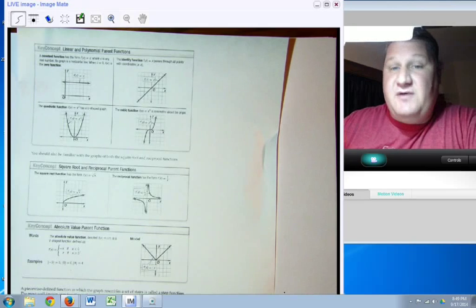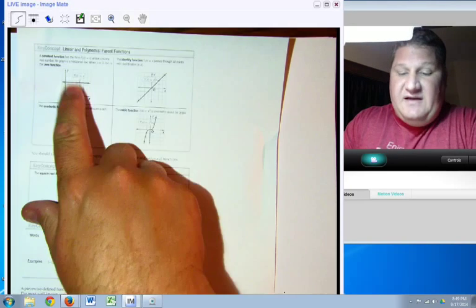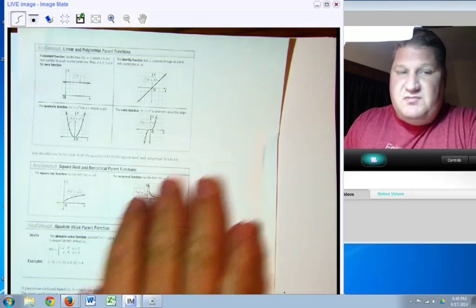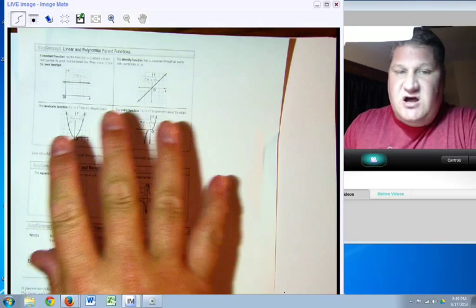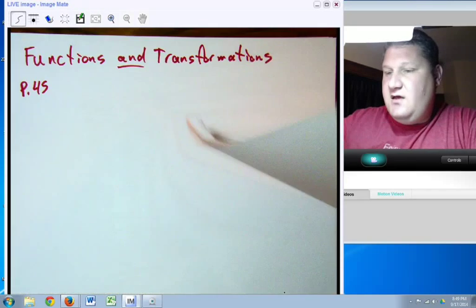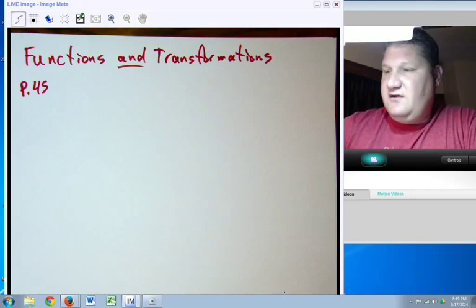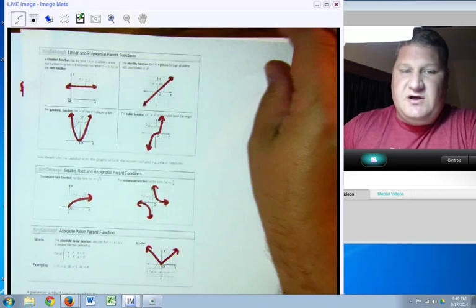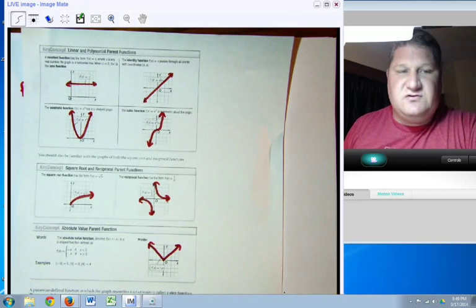Now, a parent function is simply the basic function for which other functions are built off of. So the functions come from right here. What I've done here is I've taken those graphs and I've simply colored them in a little bit more nicely so that you can see them.